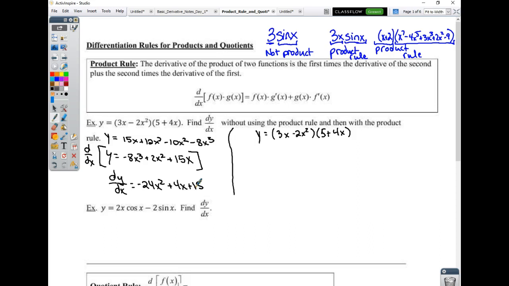So if I do this, and if I want to invoke the product rule with this, we would take the first argument, so this would be my f of x, this would be my g of x, right? And I would say that dy dx is going to equal my f of x, 3x minus 2x squared, times my derivative of g of x. So this is f, and then this is g prime. So what would g prime be?